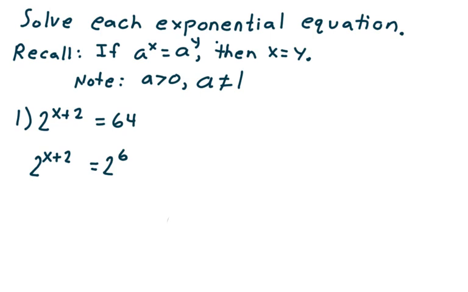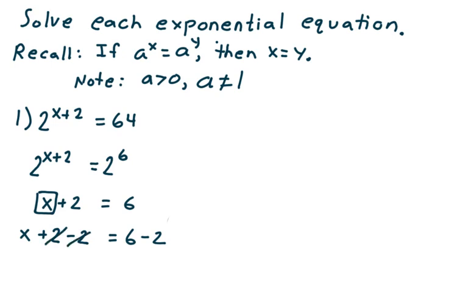But if 2 to the x plus 2 is equal to 2 to the 6th, x plus 2 has no choice but to equal 6. And so all I have left to do is solve for x. So x plus 2 minus 2 is equal to 6 minus 2. The 2's cancel, and we can say x is equal to 4. And that's how you do example 1.